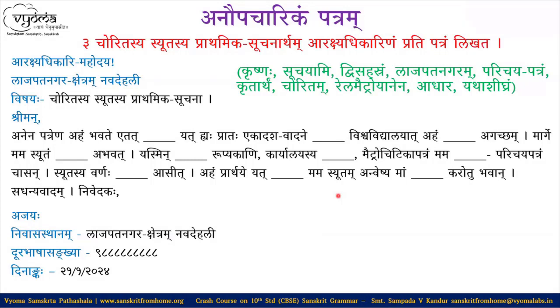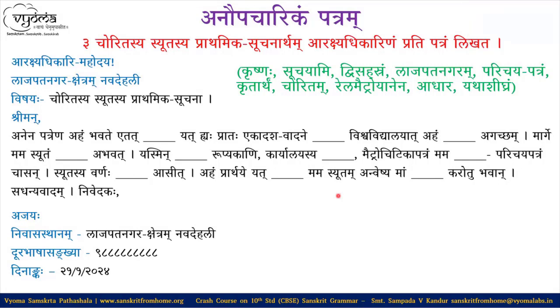कार्यालयस्य परिचयपत्रम्. Metro chitika patram. Two ID cards happened. Mama dash paricayapatram. What will come now? Metro chitikapatram mama dash paricayapatram. So the words we have already finished are 6; only 4 remain.